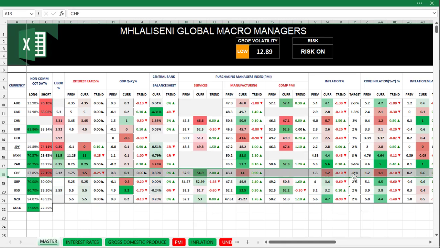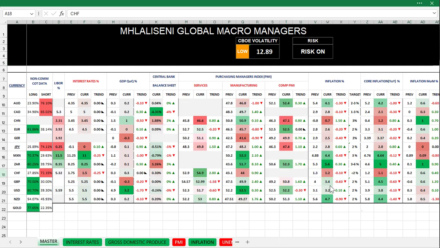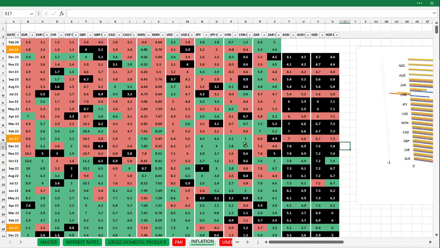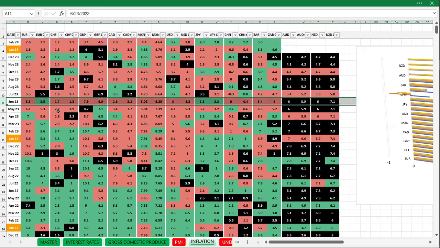But if inflation is above their target and increasing, they look to increase interest rates so that they can eventually lower inflation. So when it comes to the Swiss National Bank, if you go on to the actual tab of inflation, keep in mind that their target is 0 to 2%. So if we look at CHF, as you can see here, inflation started dropping from 2023 in June. So as you can see here, this is June 2023, inflation in Switzerland was at 1.7%. So it had dropped from 2.2 to 1.7%.